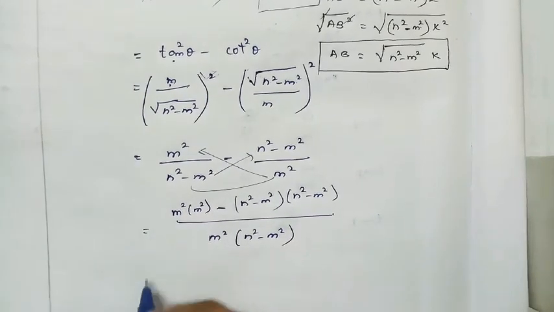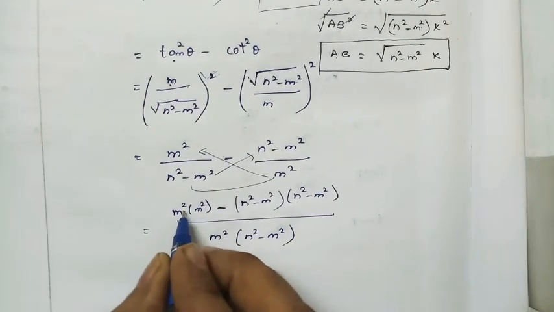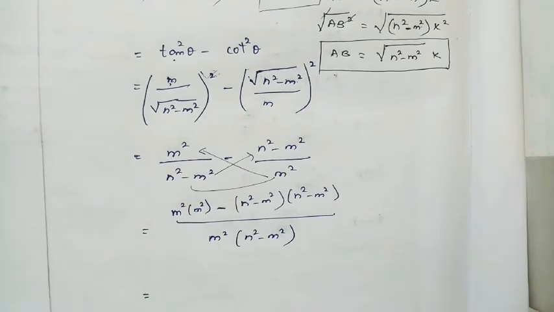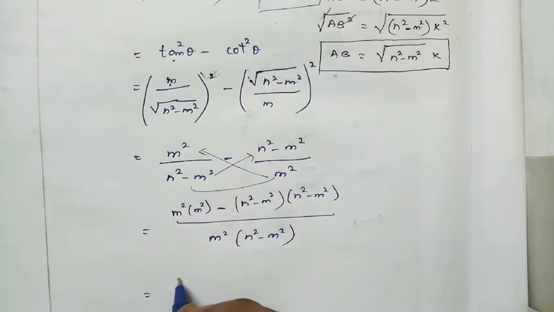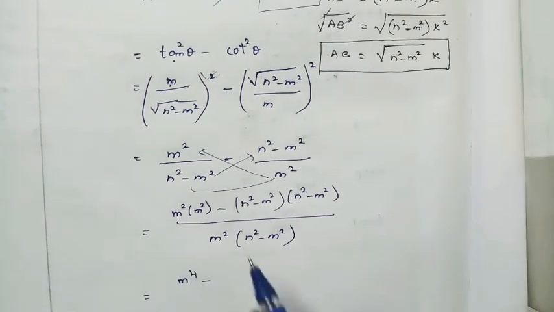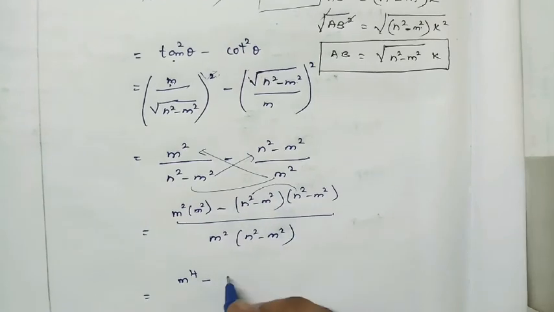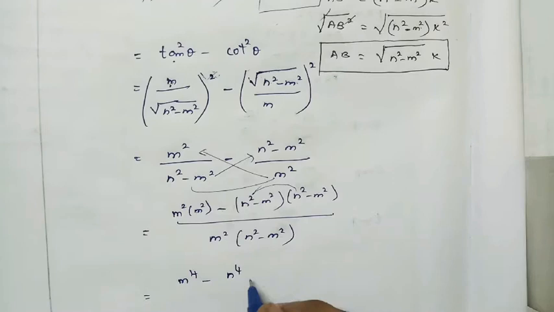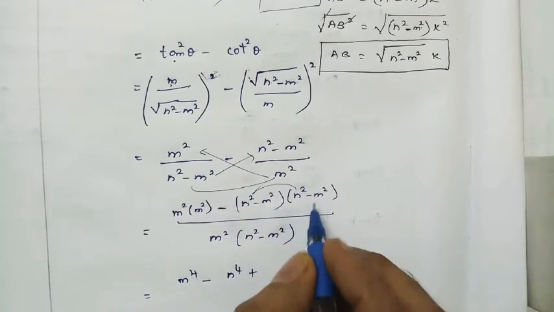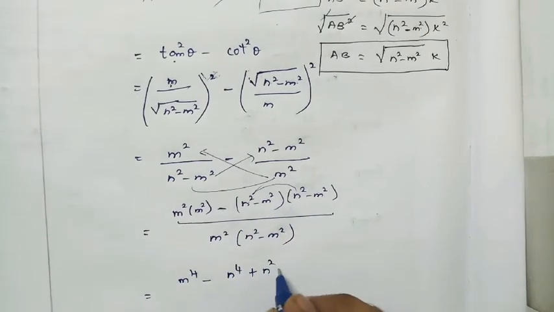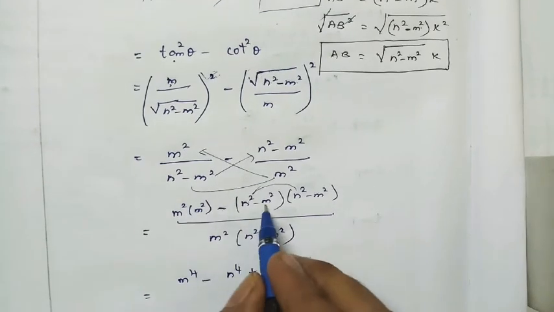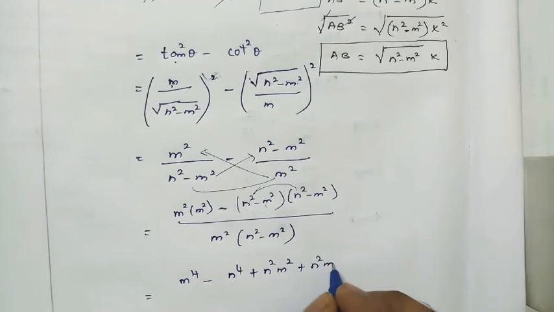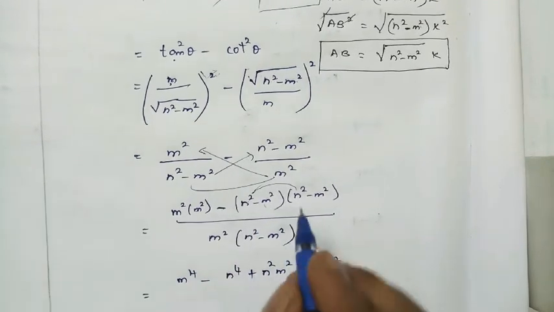So this is equal to m square into m square, right? Same base, just add the powers. m square into m square, what is it? m power 4, right? So m power 4 minus, n square into n square, n power 4, right? Then n square minus m square, already minus is there, minus minus will become plus, so n square m square, next minus into minus plus, so plus m square into n square, m square n square, whatever it may be, right?